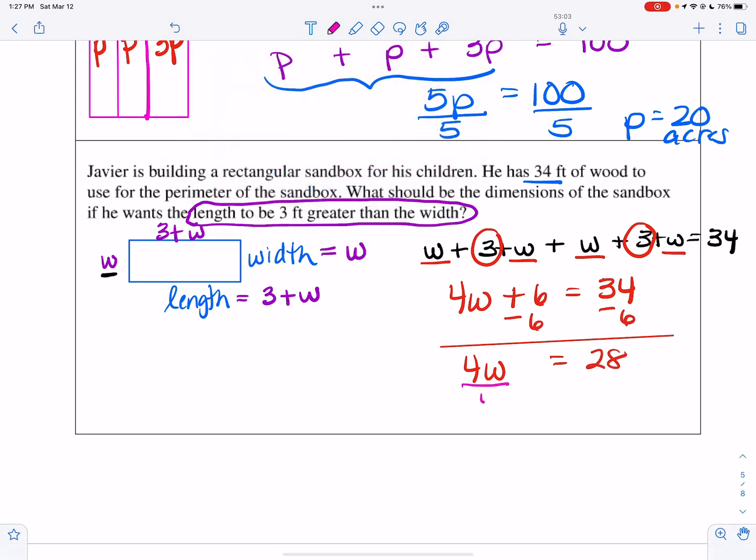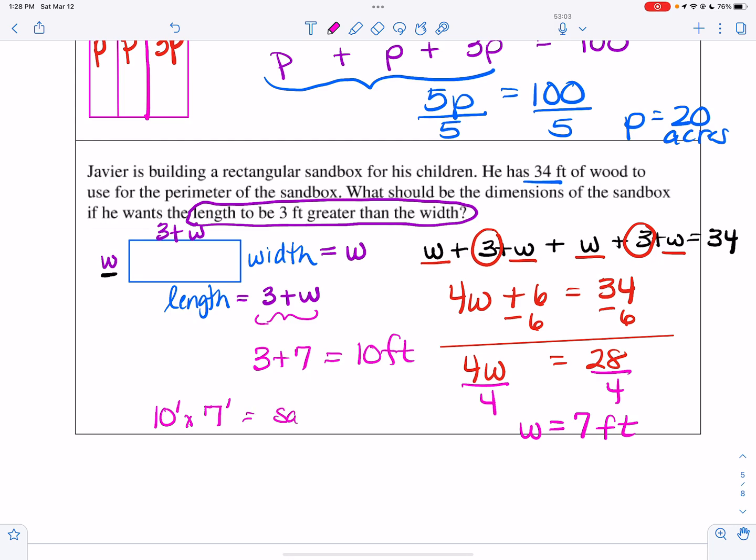And then I'm going to divide by 4. And that says the width of the sandbox needs to be 7 feet. If we know the width, now we can figure out the length by taking 3 plus 7. And so the length should be 10 feet. So we have a 10-foot by 7-foot sandbox.